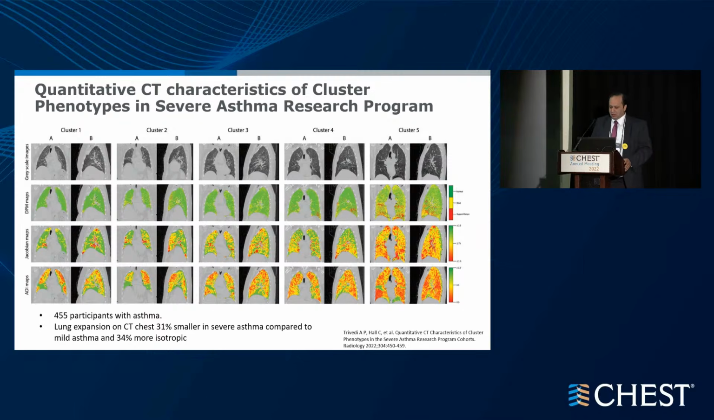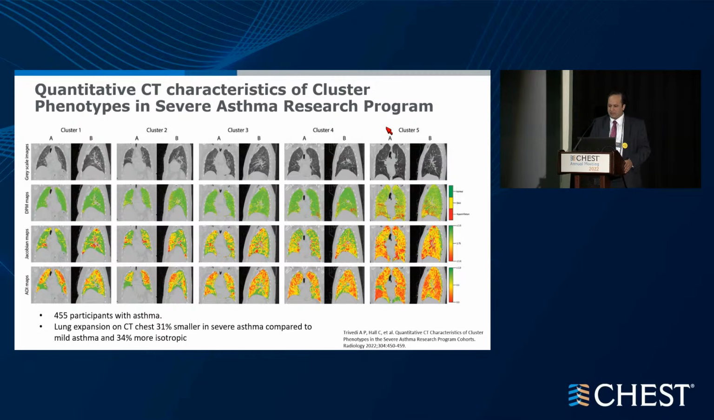This study was also published recently, looking at the quantitative CT characteristics of the cluster phenotypes in the Severe Asthma Research Program. They have about 450 patients. I'm going to focus on just the DPM maps, which look at small airway involvement. Right here, the yellow part is functional small airway disease, and that's what the yellow color is in these images.